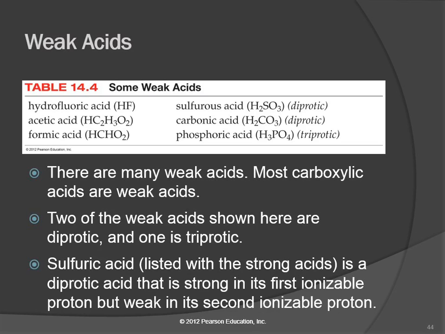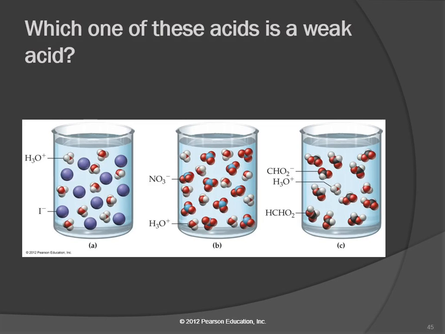These are some common weak acids. There's a lot more. There are 6 strong acids, everything else is a weak acid. So looking at these pictures, which one is showing a weak acid? A, B, or C? C. It takes a while to realize what on earth we are looking at here, right?